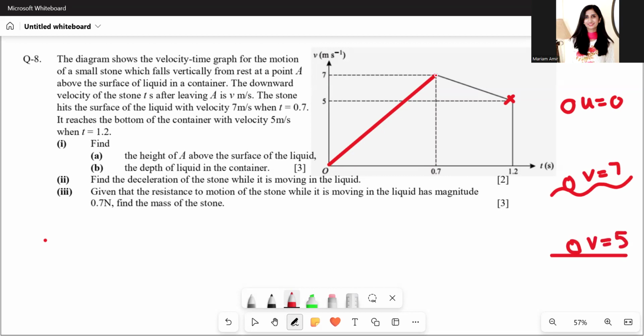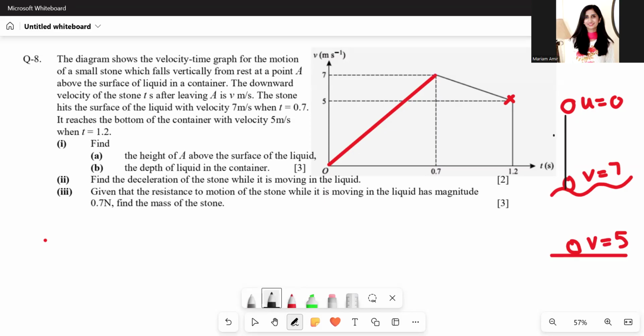Okay. So the stone hits the surface of the liquid with a velocity of 7 at time 0.7. It reaches the bottom of the container with a velocity of 5 at time 1.2. Find the height of A above the surface of the liquid. So we need this height, and this is the distance traveled by the stone, and this in the graph is represented by this area.